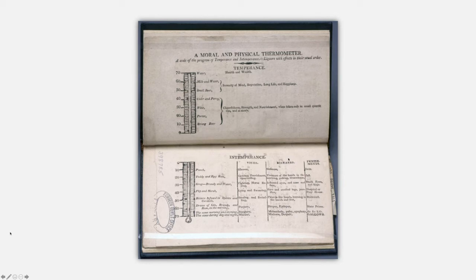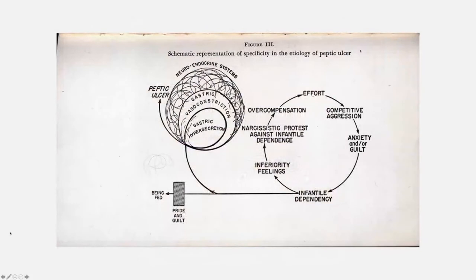This is extremely interesting how these people wrote, and this is a book of medicine. This is a book of medicine. And this is the explanation that they used to give, for example, and this was published in 1950, not very long time ago. How they associate, for example, dependency during childhood to feelings of inferiority, overcompensation, anxiety, etc., with the development of pride, guilt, need for being fed, with some gastric hypersecretion and peptic ulcer disturbance in the neuroendocrine systems. That is the etiology of peptic ulcer.